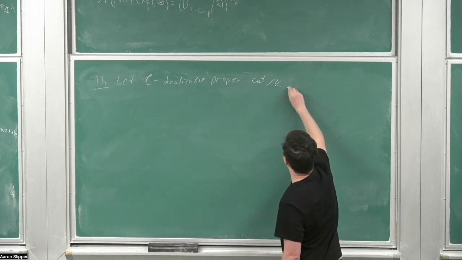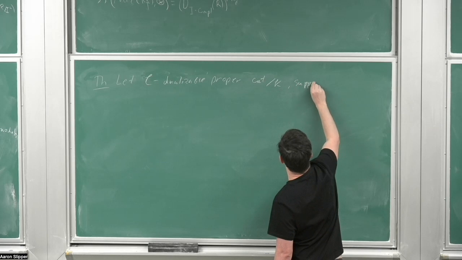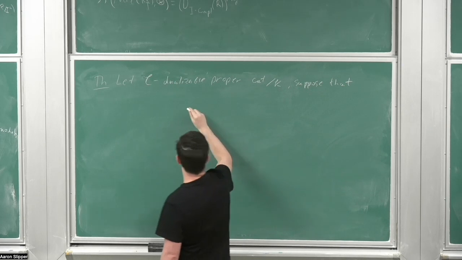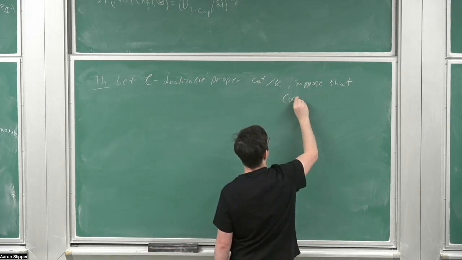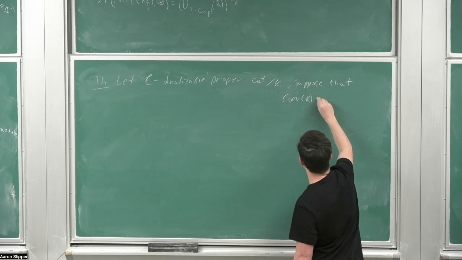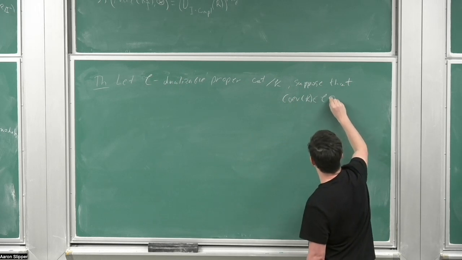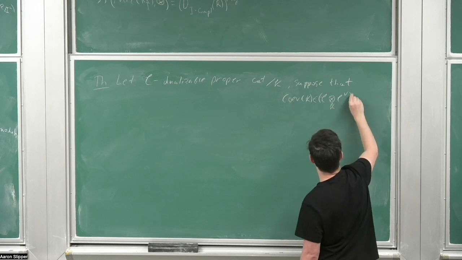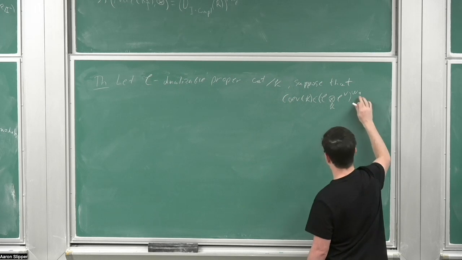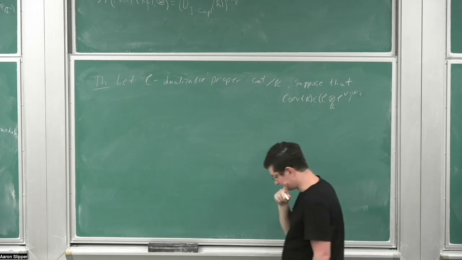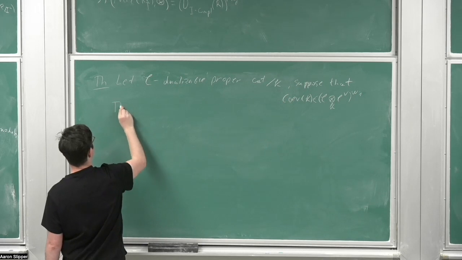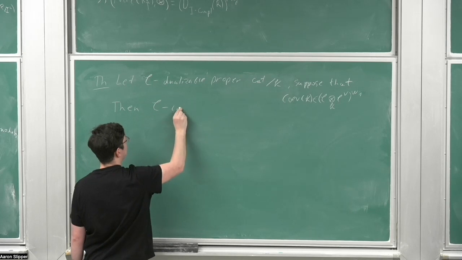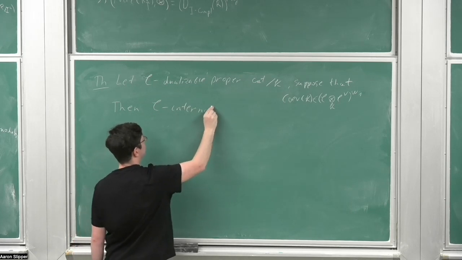And suppose that we have the following condition. Suppose that the coevaluation of K, the diagonal object, is countably represented. So we don't require it to be compact, but we just want it to be at most countably represented. Then C is internally projective. I'll explain what this means.